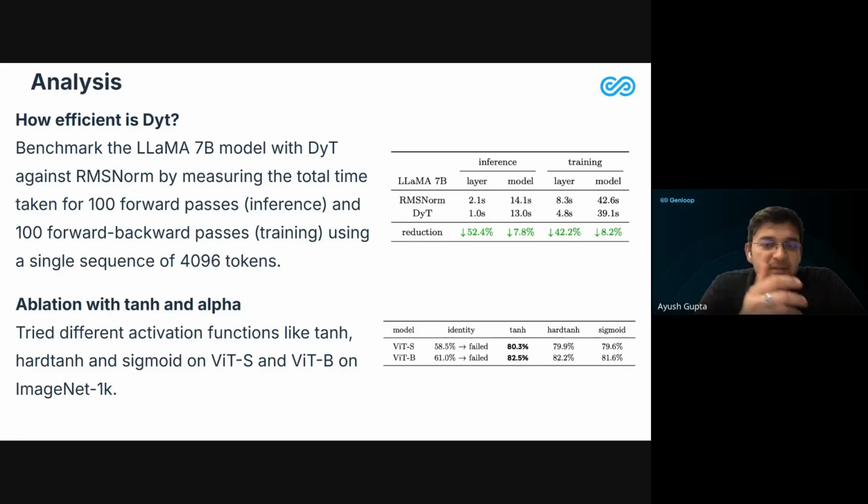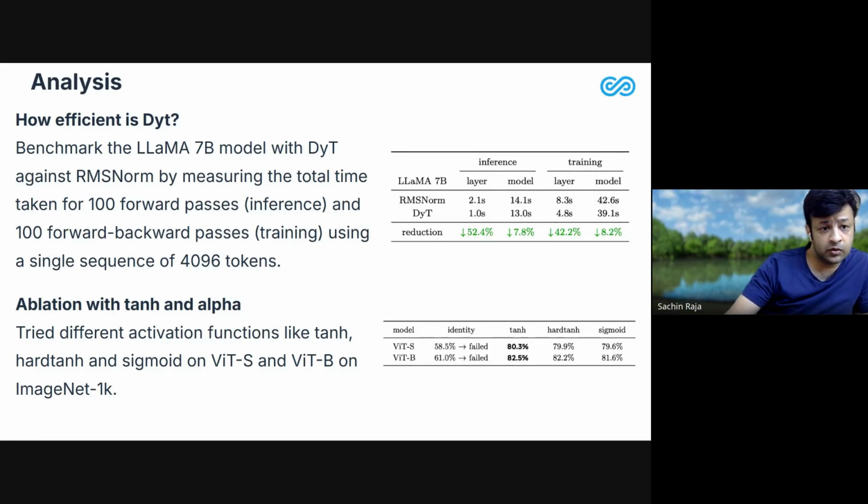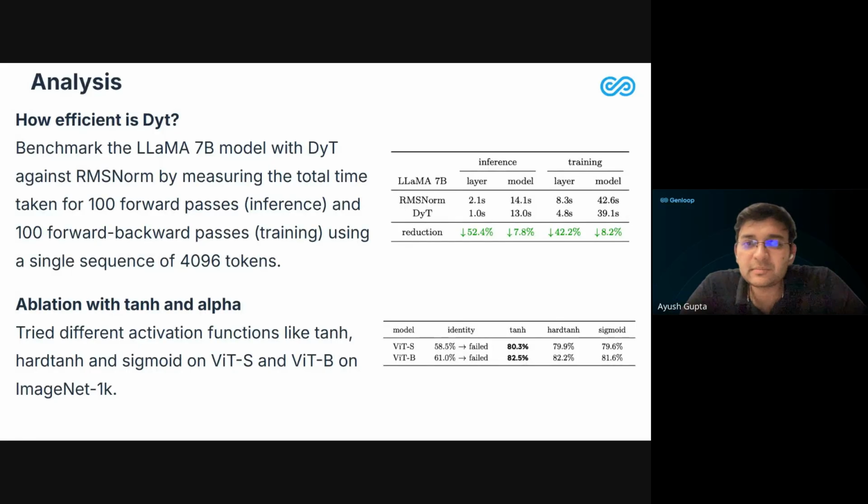Anyways, against RMS norm, by measuring the total time taken for 100 forward passes and 100 forward-backward passes. Total time across 100 forward passes. So essentially the time is 2.1 divided by 100 seconds. But for the model, it's not correlating well. If the layer is 2.1 seconds total for 100, the model total for 100 cannot be 14.1. Not sure what's going on. Maybe we're missing something here, but the point is clear. It's efficient. That is the benefit.